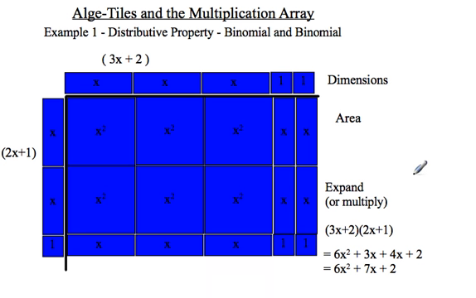You may also start to see a bit of a shortcut happening where we could take the 3x, multiply it by 2x, 3x times 1, that would be these first two terms, and then taking the 2 times 2x and the 2 times the 1, and there's the last two terms. Let's keep an eye on that shortcut.